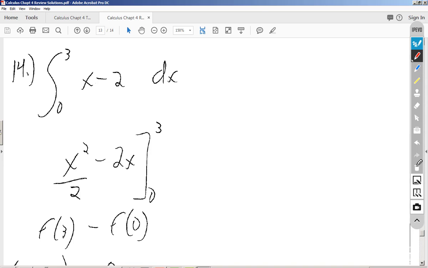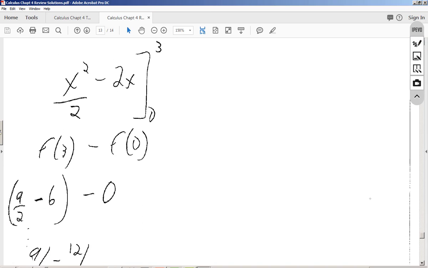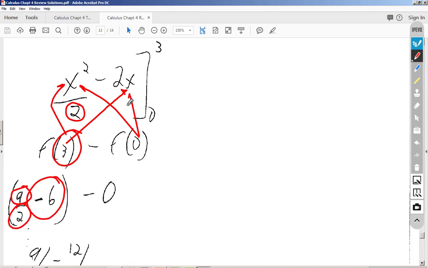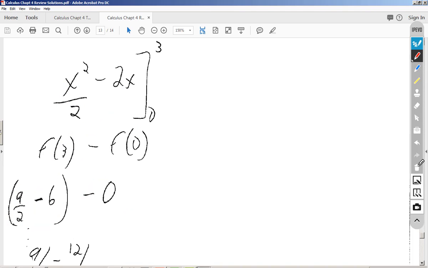Now I just need to go ahead and find those values at f of 3 and f of 0. So substituting in my f of 3 equation, I got 3 to the second, which is going to be 9. Divided by 2, so that's 9 halves. When I substitute into this side, I get minus 6. Now I'm going to substitute in my 0, so that's going to give me a 0 and a 0, so that's subtract 0. So now I've got 9 halves minus 6 minus 0.